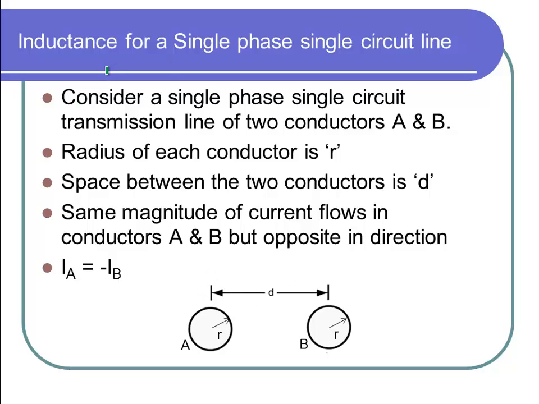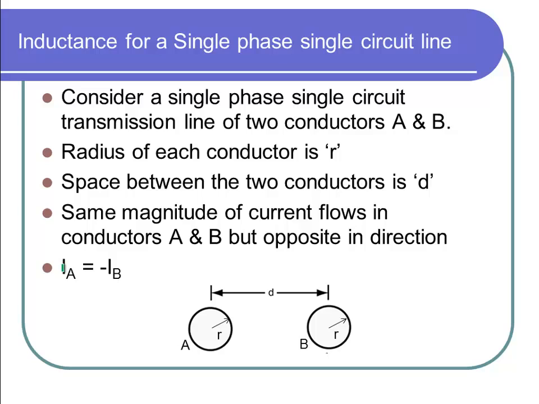First, we will go for calculating the inductance for single phase single circuit transmission line. For this, just consider a single phase single circuit transmission line of conductors A and B, that means for phase as well as for neutral. The radius of each conductor is r meters. Spacing between the two conductors is D. The same magnitude of current flows in conductors A and B, but in opposite direction. We know very well that phase currents means in one conductor the current will flow, and in the next conductor the current will come from that place. So that is a return current.